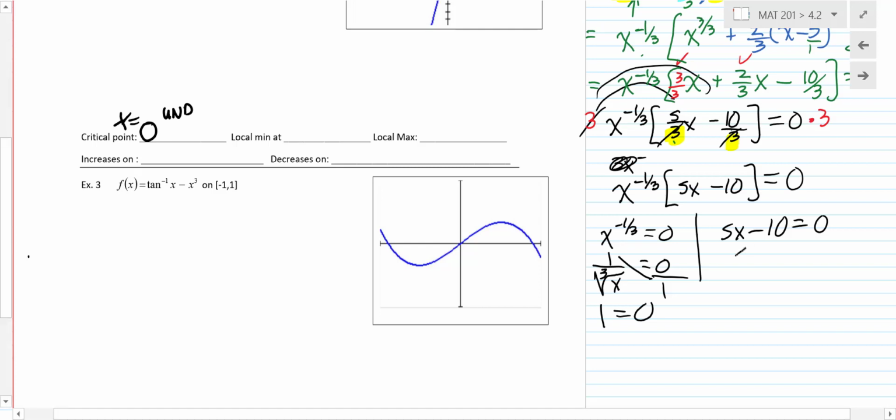Okay, and then this, of course, would be 5x equals 10. Divide by 5, you get x equals 2. You can do that in your head, though, and that's fine. So then that would mean your second critical point is at x equals 2.